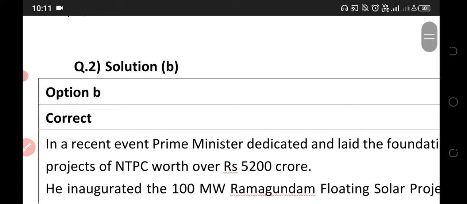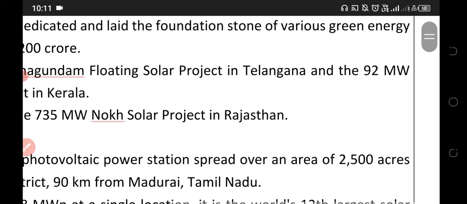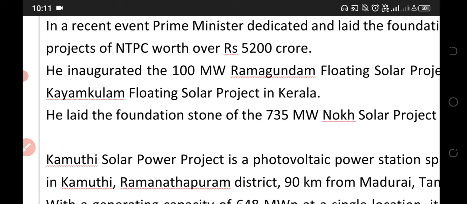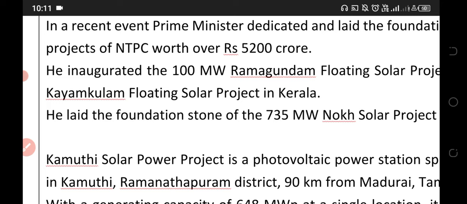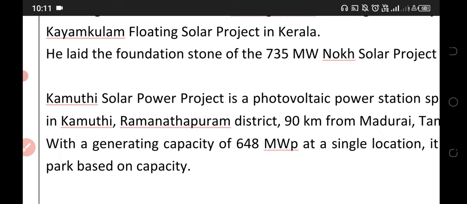In the recent event, the Prime Minister dedicated and laid the foundation stone of various green energy projects of NTPC worth thousands of crores. He inaugurated the 100 megawatt Ramagundam floating solar project in Telangana and the 92 megawatt Kayampulam floating solar project in Kerala. He laid the foundation stone of the 735 megawatt Nokha solar project in Rajasthan.